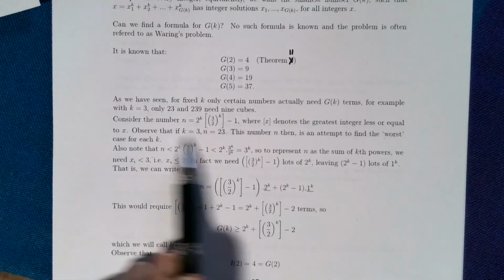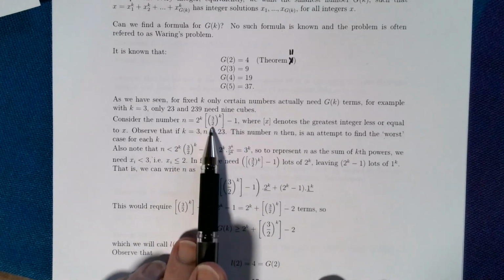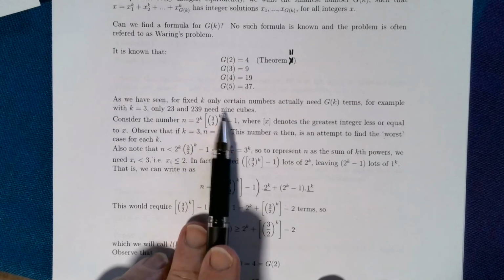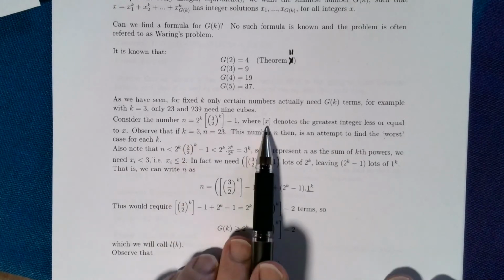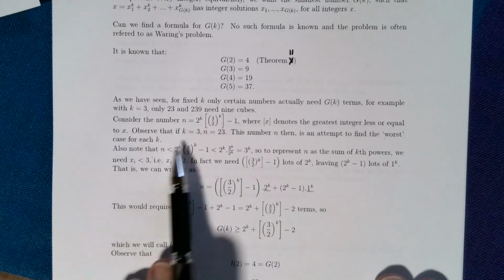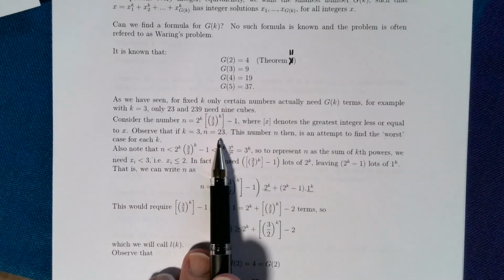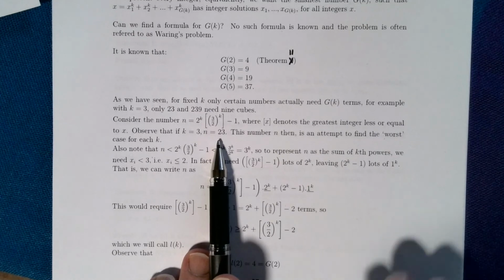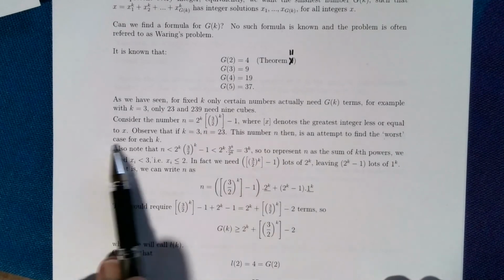So I'm just going to pull this number out of the air. I'm not sure who first came up with this, but you take this number, you take 3 halves to the k, you take the integer part of that, multiply it by 2 to the k, and subtract 1. So this symbol, square brackets of x, denotes the greatest integer less or equal to x, sometimes called the floor of x. Now, just observe that if I put k as 3 into this formula, then I get n as 23, which is one of those funny numbers that actually requires the 9 cubes. This number n then is an attempt to find the worst case for each k.